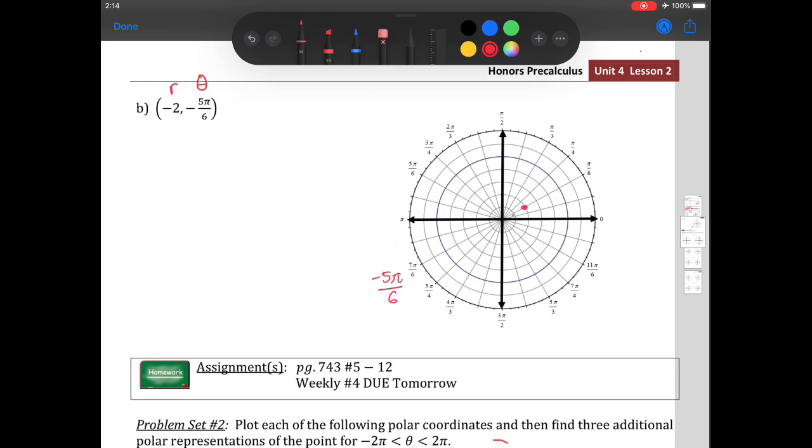Right? So now let's do another. Negative 5 pi over 6 is the same thing as 7 pi over 6. That would be my one representation. The other would be, if I'm on the other side, this was negative 2, if I go to the other side, that would be 2 comma pi over 6. Pi over 6 is the same thing as negative 11 pi over 6. So my other representation would be 2 comma negative 11 pi over 6.